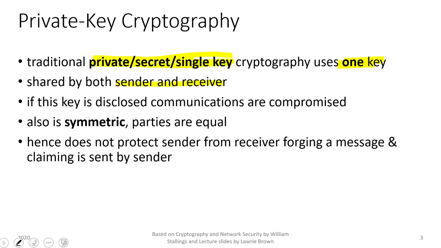So, if that one key is compromised, the communication is compromised, or the security of the communication is compromised at that point. So, the protection lies on that one key. Because both parties have the same key and both of them perform the same functions of encryption and decryption using the same key, we would call this symmetric key encryption.